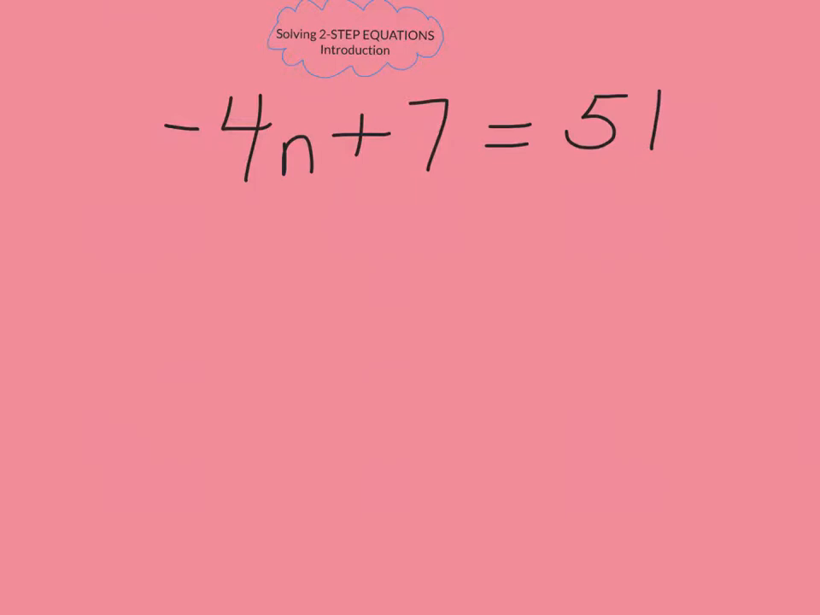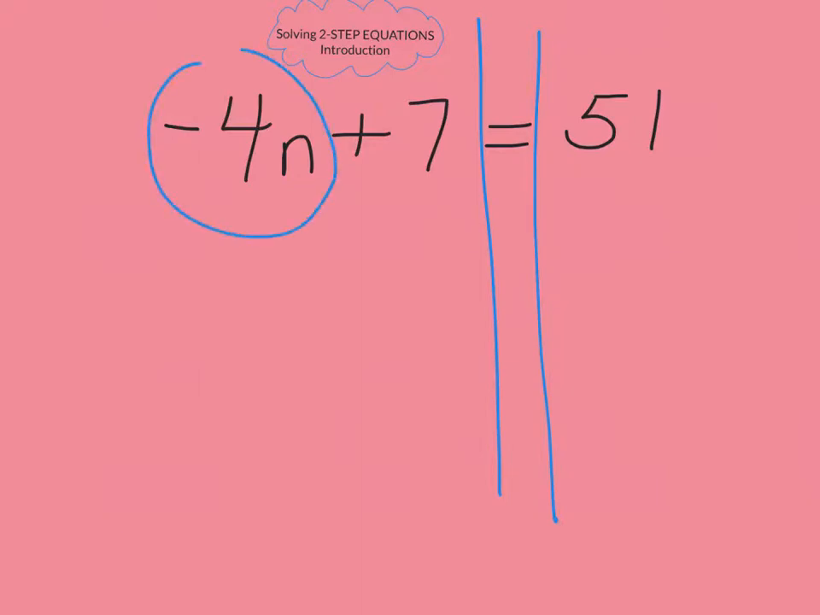Alright, let's see if you got the right answer. So let's solve the equation. I'm going to put my tracks, and I am going to locate the variable, so negative 4n. I want to get rid of everything around the variable first. So I'm going to look and I see positive 7 or plus 7, and I'm going to do the opposite. So I'm going to subtract 7 to make it 0, and I'm going to subtract 7 from the other side.